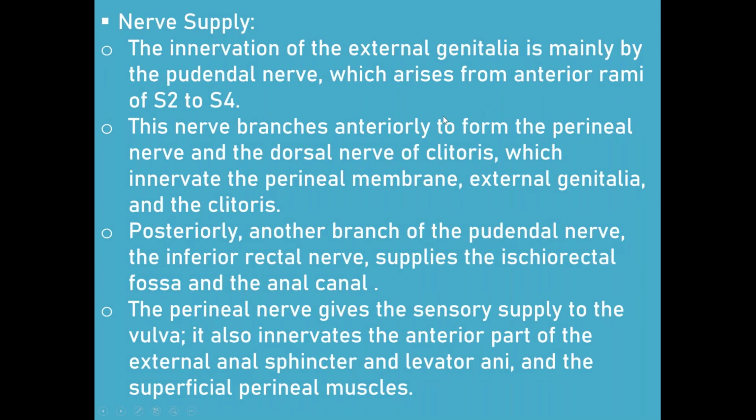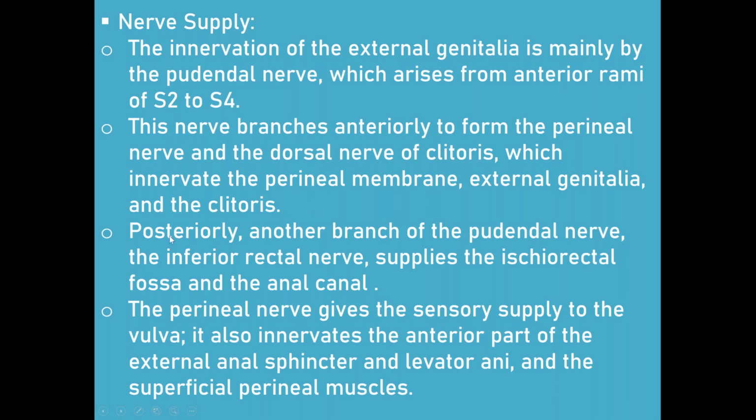So what about the nerve supply? It's very important to know the nerve supply of the vulva. The innervation of the external genitalia is mainly by the pudendal nerve, which arises from the anterior rami of S2 to S4. So the pudendal nerve is very important because it mainly supplies the vulva. This nerve branches anteriorly to form the perineal nerve and the dorsal nerve of the clitoris, which innervate the perineal membrane, external genitalia, and the clitoris.